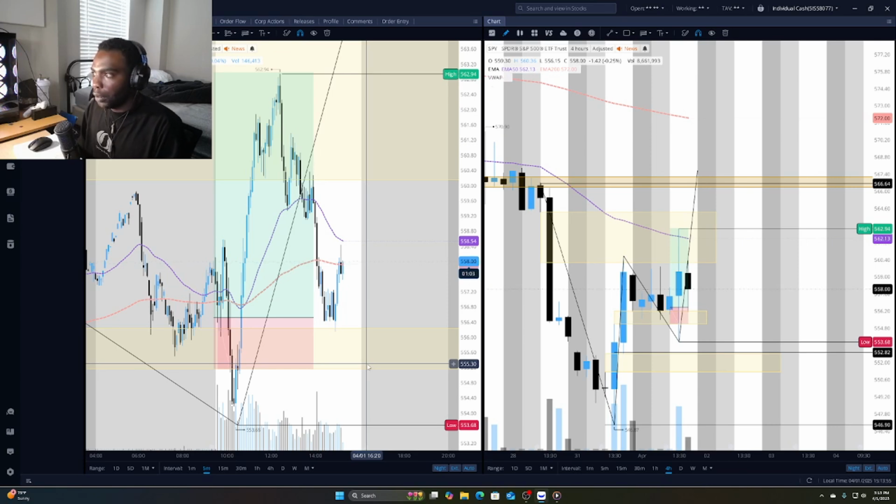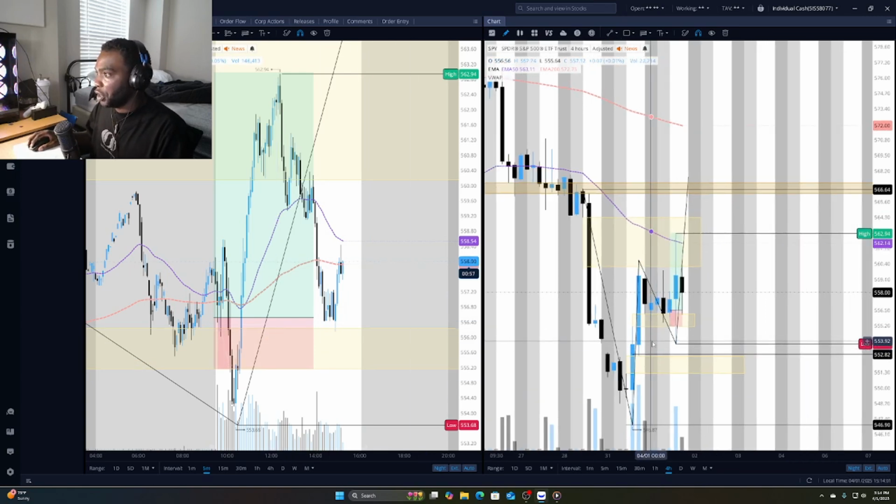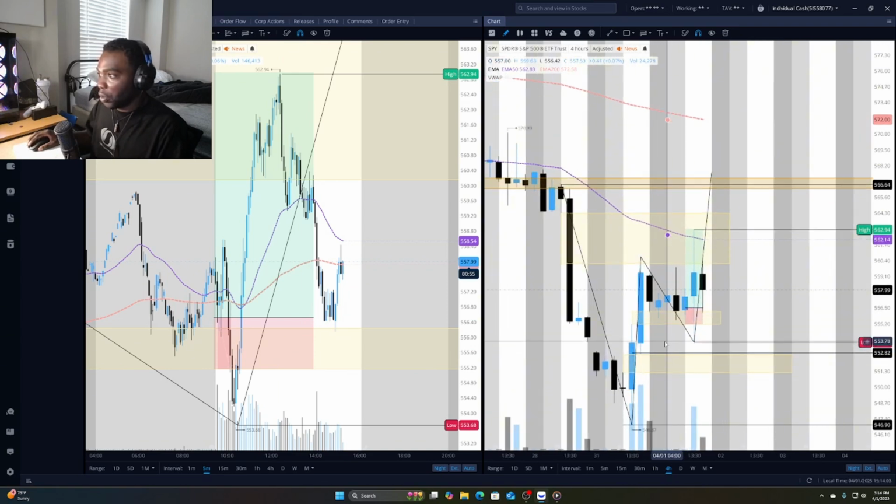But for the most part, this was my trade today. I lost, sadly, but as you can see, the analysis was correct. We did reject the areas I was assuming. But yeah, this was my trade.